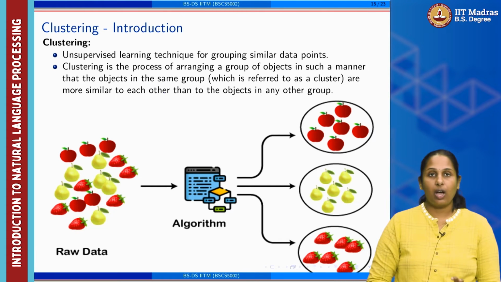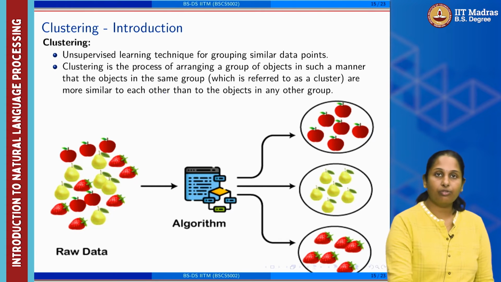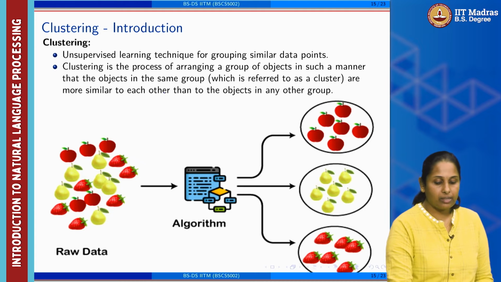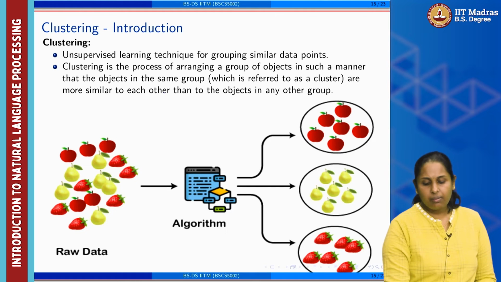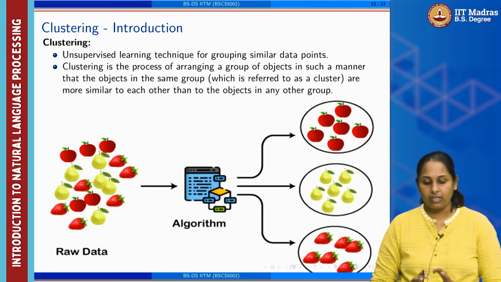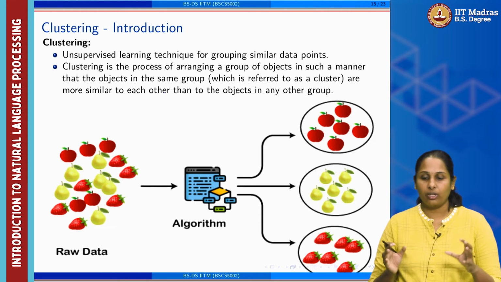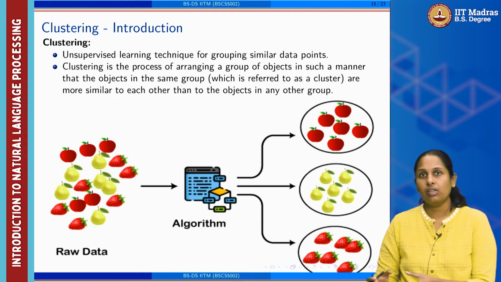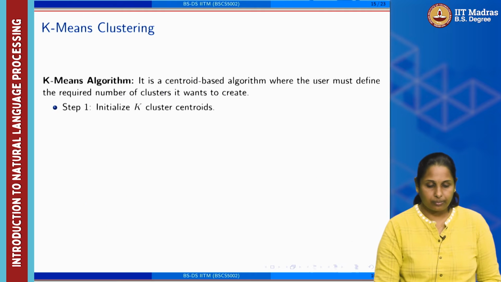For example, when you have raw data with a lot of fruits, strawberries, apples and pears, the algorithm helps us identify the apples, pears and strawberries differently. So we try to cluster them and give the tag associated with each.